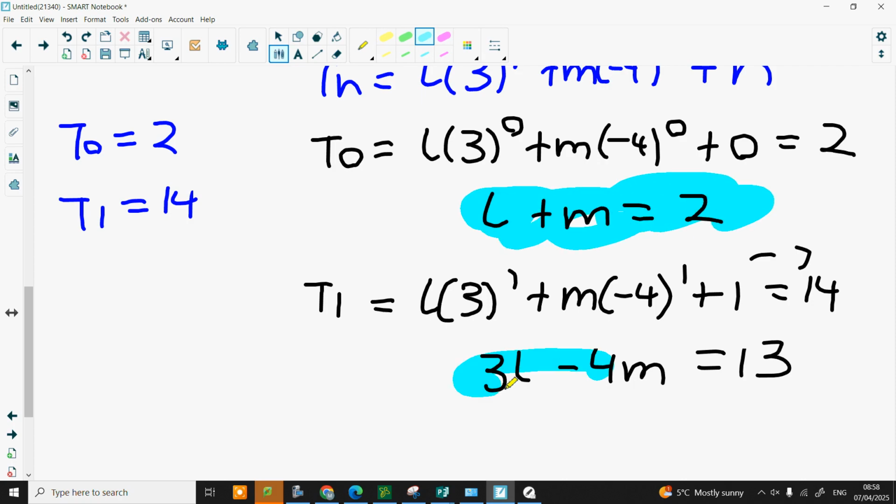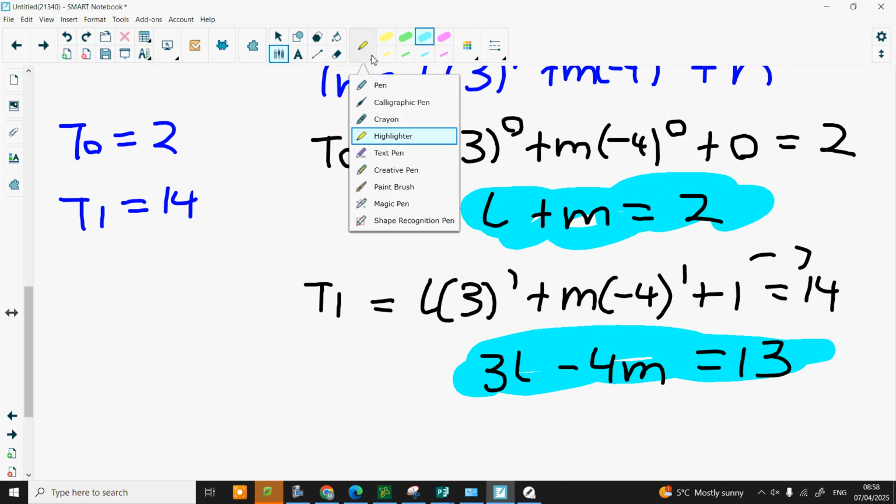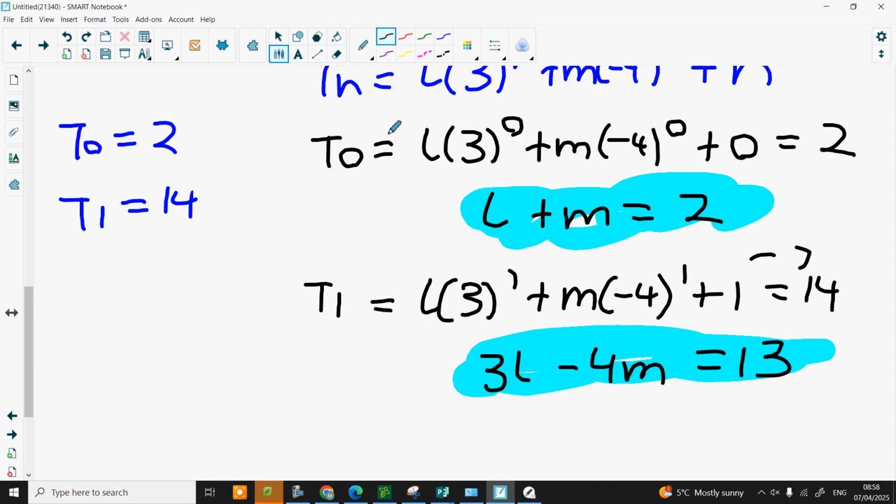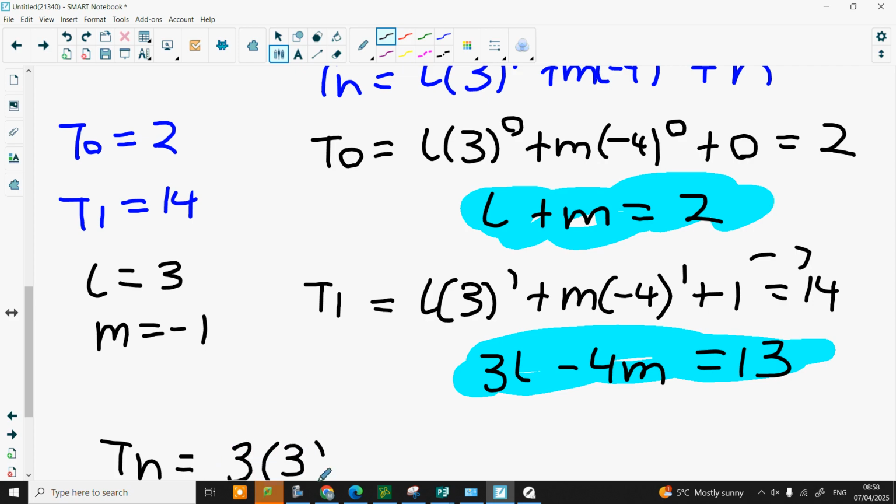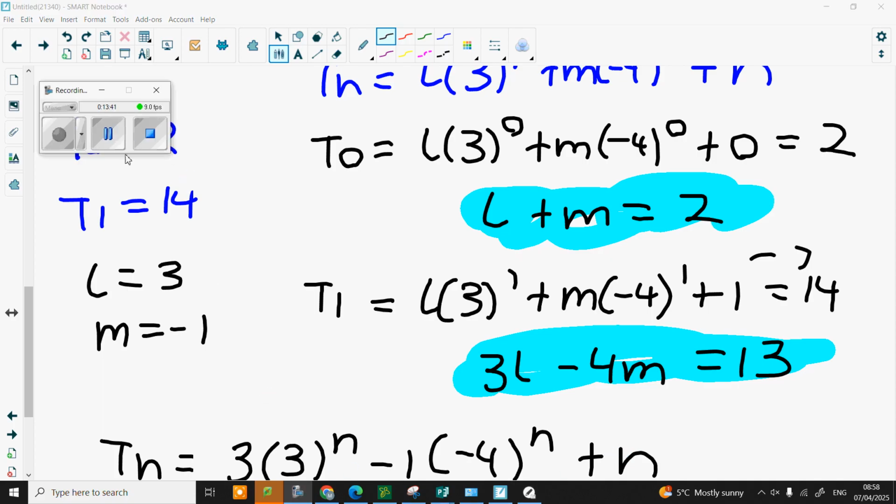We are not going to do this out formally. Let's give you the answer. L is 3 and M is minus 1. And then our total solution becomes 3 times 3 to the power of n, minus 1 times minus 4 to the power of n, and then just plus an n at the end. And we're done.